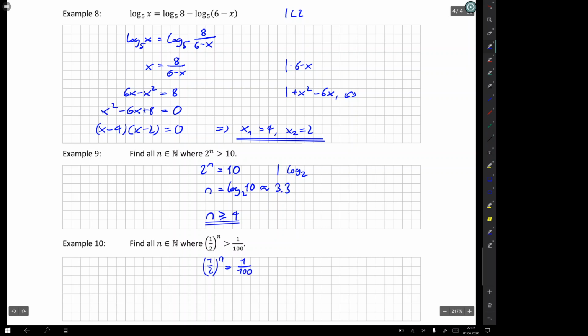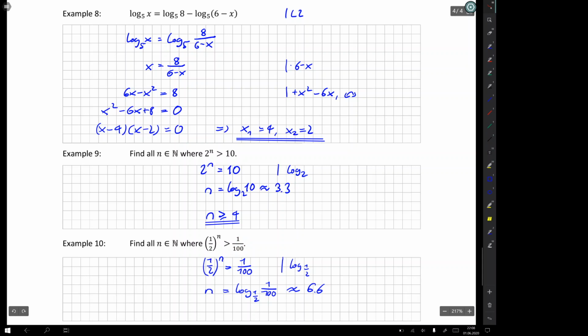Then we take the logarithm in base 1/2. So we get n is equal to the logarithm of 1 divided by 100 to the base 1/2, which is approximately 6.6. And now we know 1/2 to the power of 6.6 is equal to 1/100.